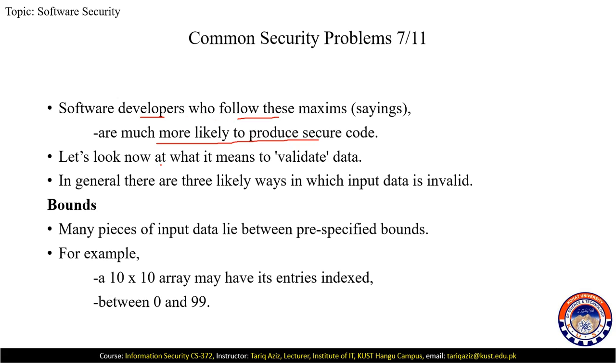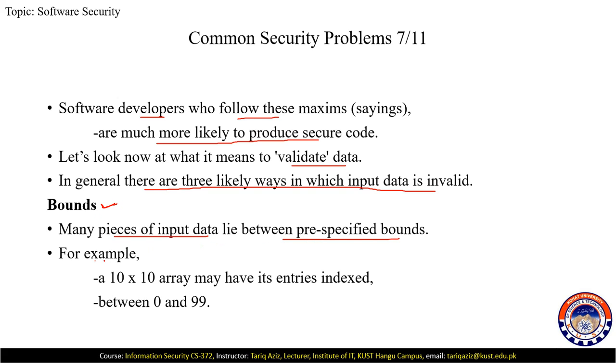Now, dear students, let's look at the meaning of validating data, or what do you mean by data validation? In general, there are three likely ways in which input data is invalid. The first one is bounds. Here you have to check the bounds. If data is exceeding the specified bound, then there must be some sort of error that you are exceeding the limits. With respect to bounds, many pieces of input data lie between pre-specified bounds.